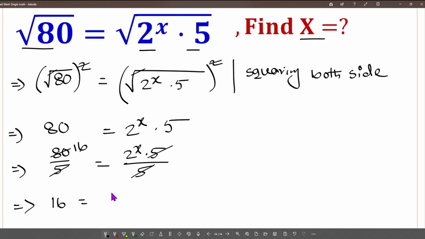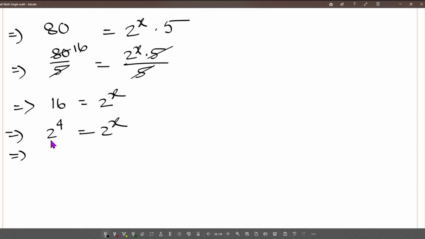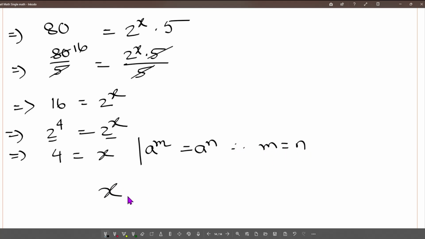So 16 equals 2 to the power x. Now what next? We can write 16 as 2 to the power 4, and here is 2 to the power x. We know that once the bases are the same, here 2 and 2, the powers will be equal. So 4 equals x. As a sub-note, we can write: a to the power m equals a to the power n means m equals n. So our answer is x equals 4.